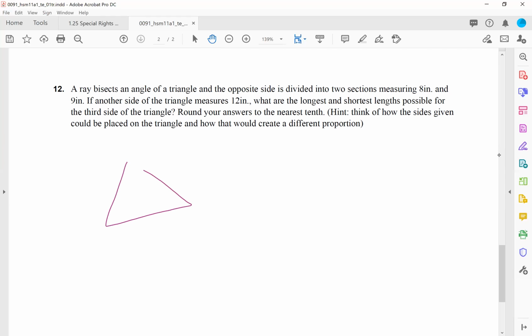So essentially, draw the 2 cases that you've got. It says the opposite side is cut into 8 inches and 9 inches. And it says one side of the triangle is 12. Well, we don't know if that's on the left side or the right side. So guess what? Try it both ways. Set up one proportion with it being over here. And then go and set up a second proportion with it being on the other side. And then that will give you your range for that third side, what it should be. So that's how you do that one.